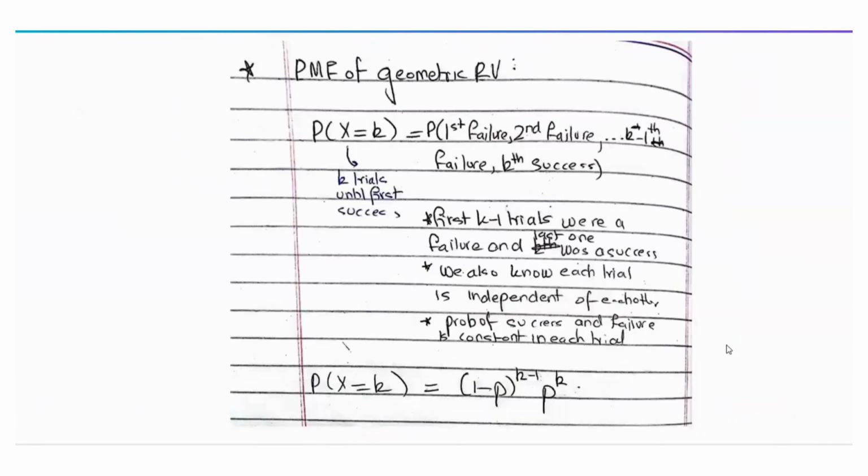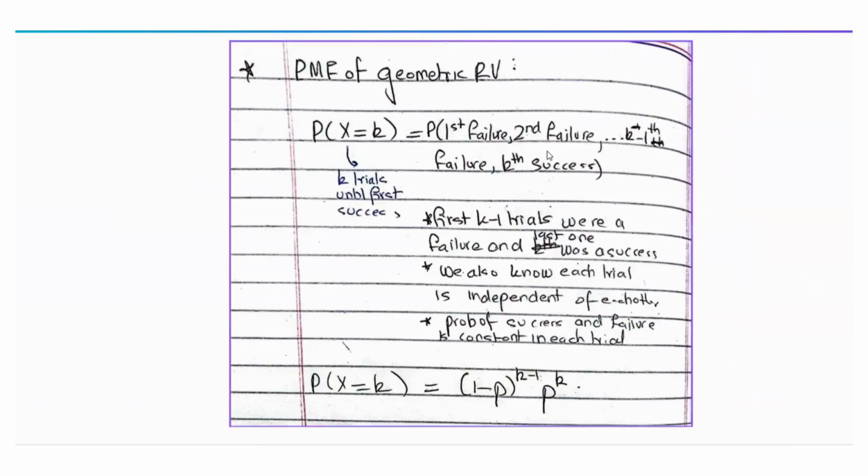Now let's look at the PMF of a geometric random variable x. I want to see how you find the probability that x is k. Remember, x was defined as the number of trials until first success. So x equal to k means k trials until first success, so the first success occurs on the kth trial. We can write this as the probability that the first is failure, the second is failure, and so on till the k minus 1th is failure, and the kth is success. Here the first k minus 1 trials are failures, and the last trial, i.e. the kth trial, is a success.